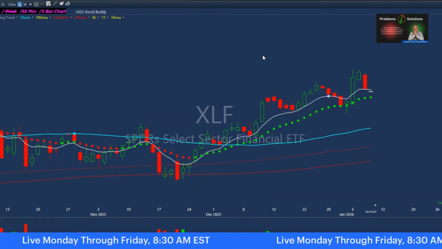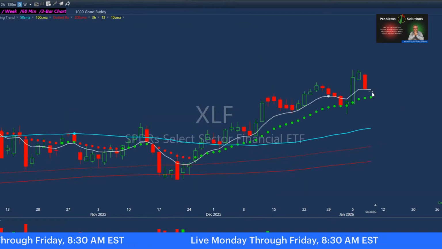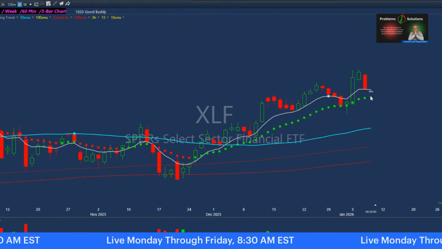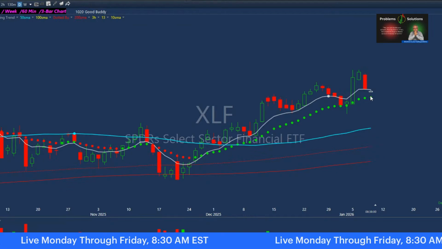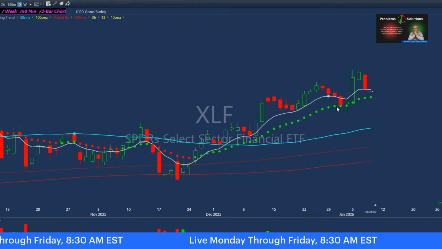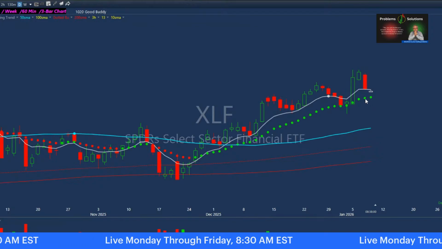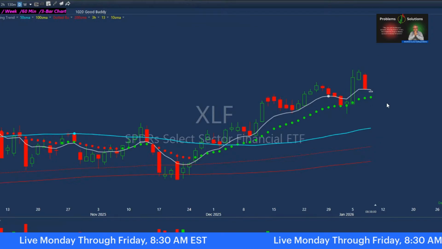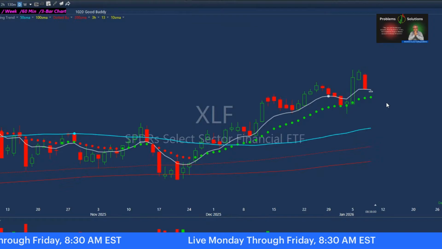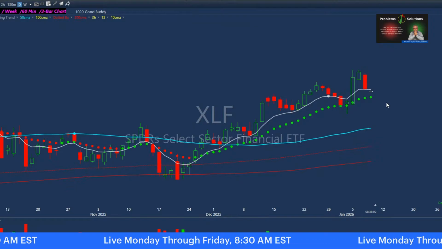XLF working for the market. I know we're below the T line here, but we're above my trading trend line. And that's still a very bullish chart right there. So all the banks are looking good. There's a lot of good bank charts out there.